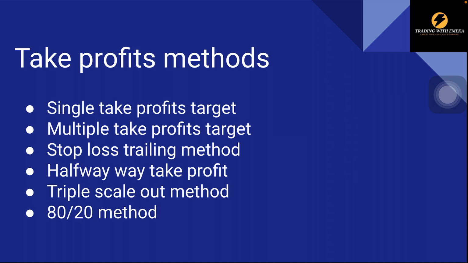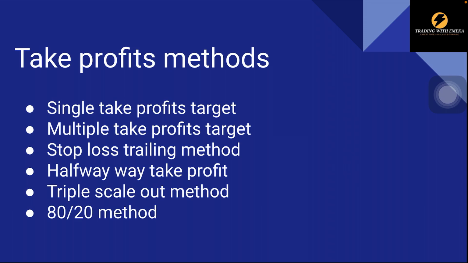You also have the halfway take profit method, whereby you have two TP targets. Maybe you are looking at getting 100 pips in profit. When price moves 50 pips, you take out 50% of your profits and move your stop loss to break even. Then you hope the remaining 50% of your position goes on to hit your final TP level. That's the halfway take profit method.